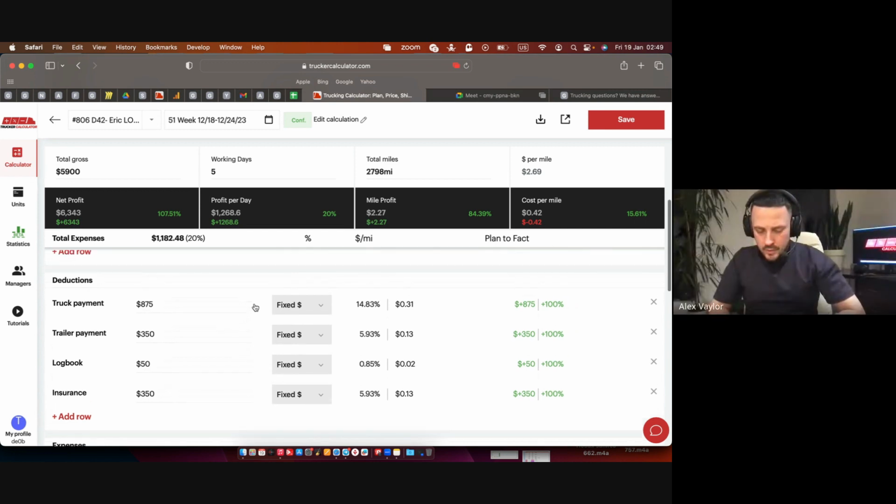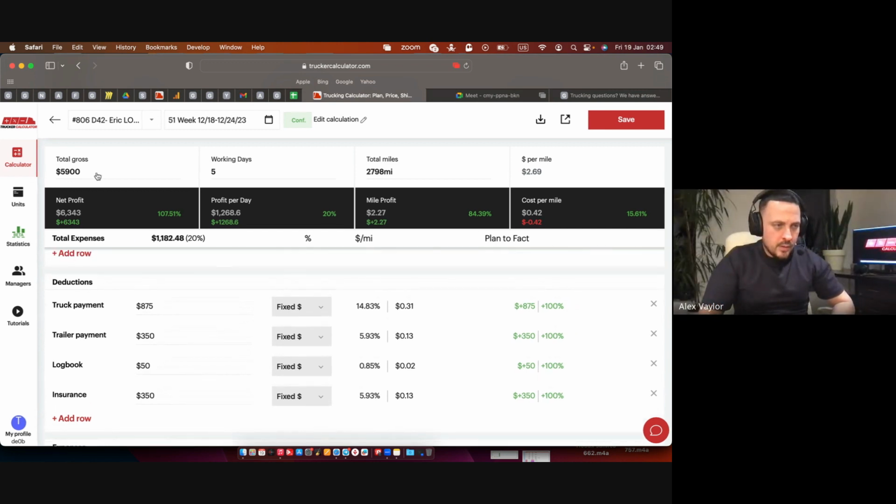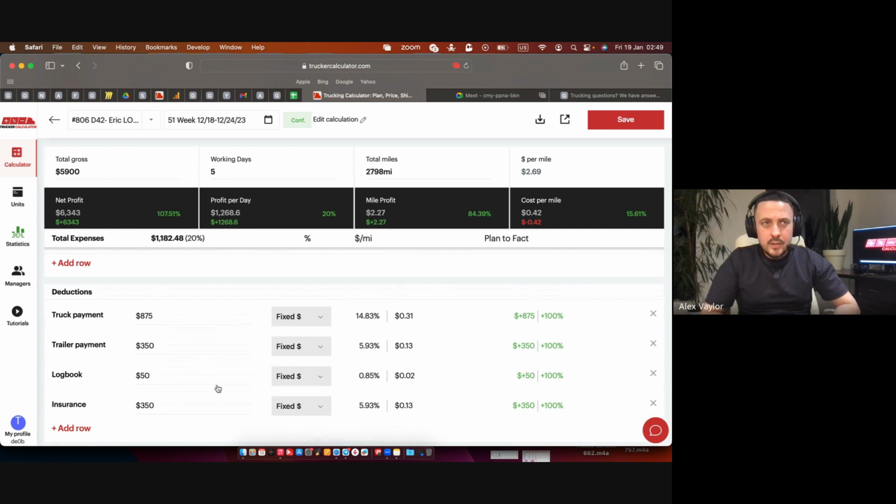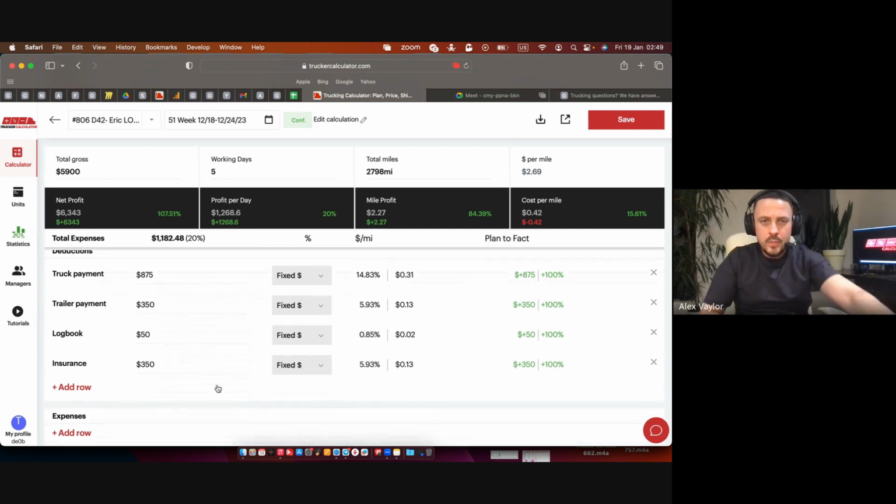Okay, so about the lease purchase, this is actually one of the strategies that you can choose in any market, and you will always be profitable.